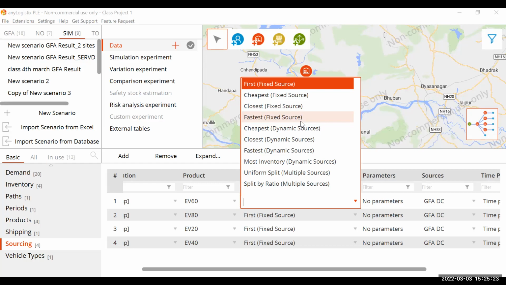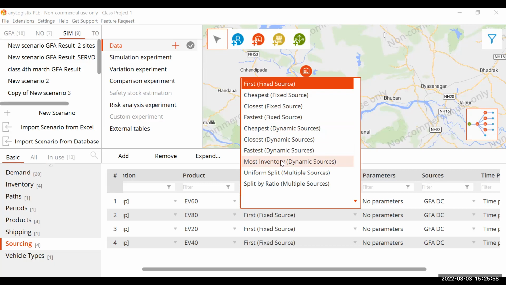If you look into it, there are different kinds of logic or algorithms on which this sourcing will happen from your distribution center. Fixed source: if I say that for a particular location, for a particular customer, the material or products will always come from a fixed distribution center, that is one way. Or I can make it dynamic, depending upon whichever is cheapest, closest, fastest, or has the most inventory.